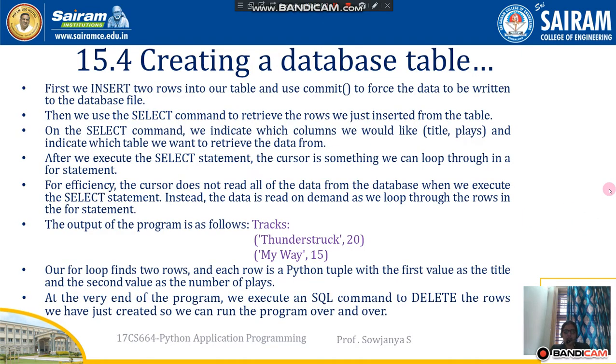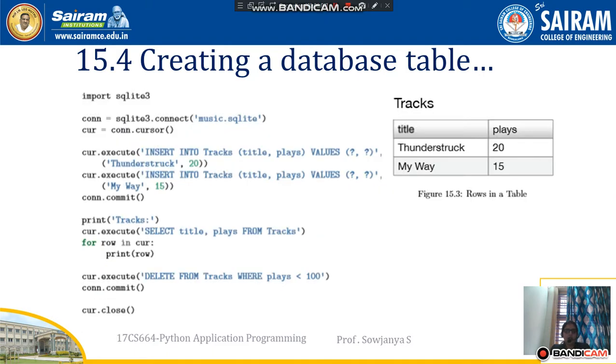Then we can use the select command to retrieve the rows we just inserted from the table. Why are we selecting here? Once after inserting the data into this database, we use the select command to select the data from the tracks table. Now, for row in the cursor, print row. It will go through that cursor and print each row. How many rows do we have? Two rows. All the two rows will be printed.